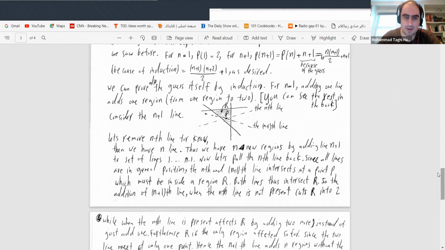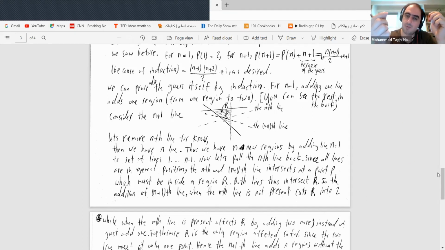So is the plan clear? Now, we want to say essentially that we had that lemma: if we have n minus 1 lines and we add one more line, the number of regions will increase by n. Good. So we can prove that lemma itself by induction.